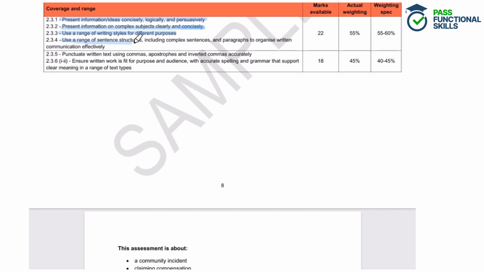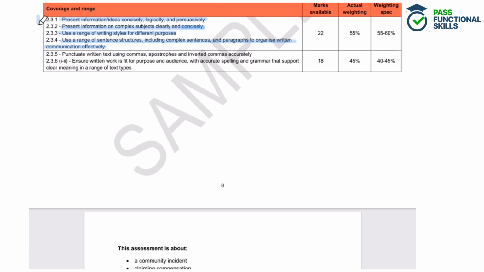And finally, we need to use a range of sentence structures, including complex sentences and paragraphs, to organise written communication effectively. This means that we need to be using both short and longer sentences. So standalone sentences and sentences that connect different ideas together within them using connectives or commas. We also need to make sure that we're using paragraphs in our answers. Remember that each paragraph you use should address a different issue or topic.